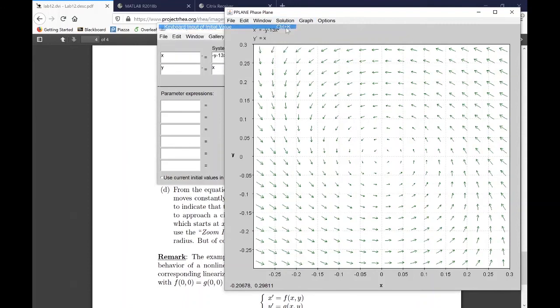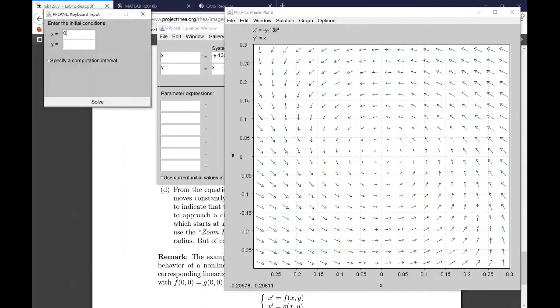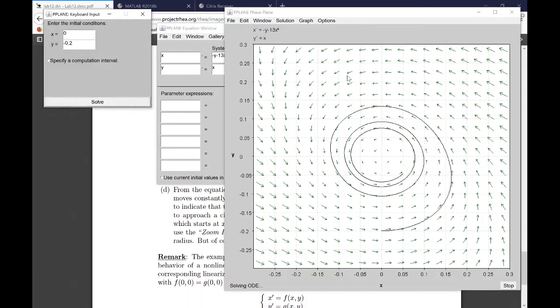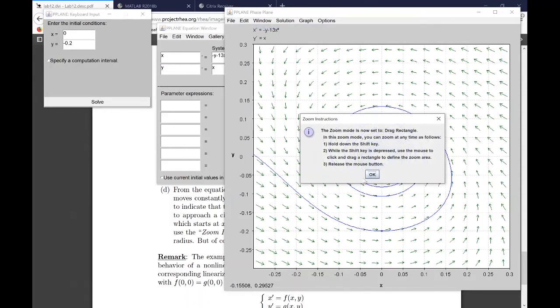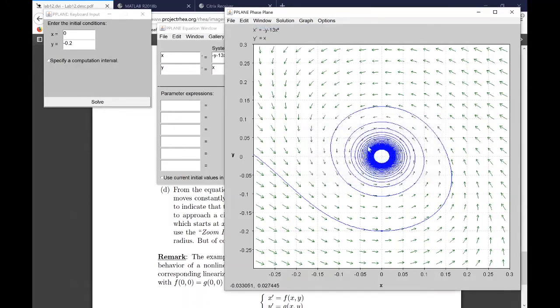If I can find keyboard input, we're going to have x equals 0, y equals negative 0.2, and solve. And you should see that it just stops at a circle, right? This means that the number got too small, the computer just thinks it's 0 now, and just goes around and around, and it doesn't spiral any further. So we're going to use the zoom in tool. We're going to select the rectangle. It's just easier this way. Hold down shift and select this rectangle right here.